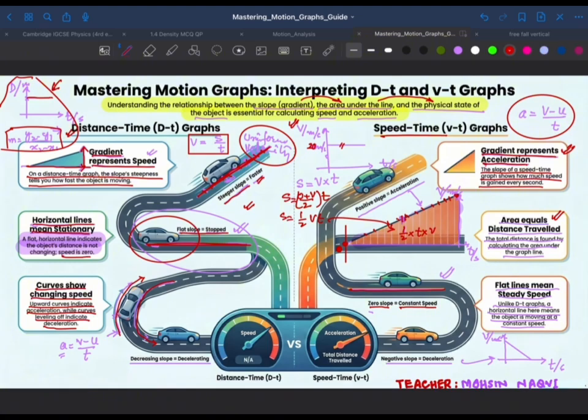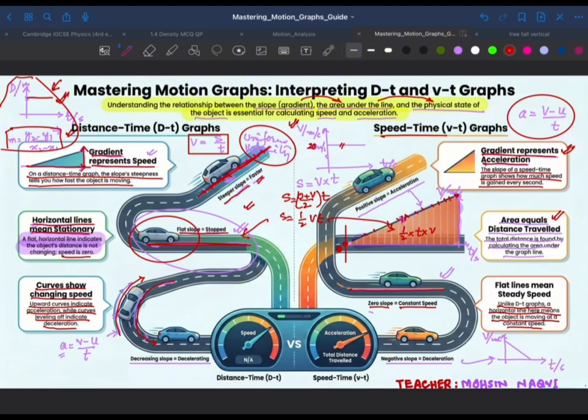So this is very, very important: in this case, the flat line means the body is moving with uniform speed. The body is not accelerating. But if we consider a flat line like this in a distance-time graph, then obviously the body is not moving at all. So here, unlike the distance-time graph, a horizontal line means the object is moving at a constant speed. The body is not accelerating or decelerating.